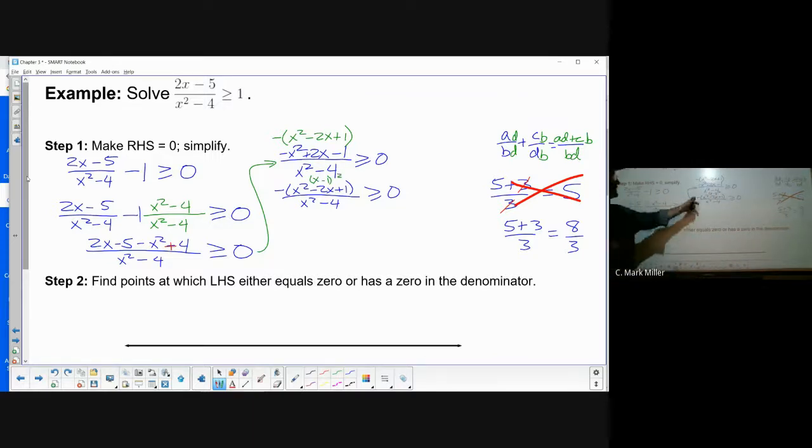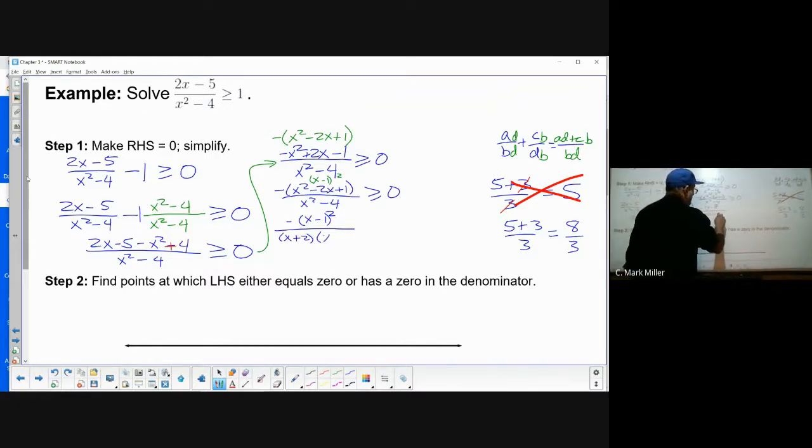That factors in the top. So we're going to have x minus 1 squared in the top divided by, what is the bottom? What does the bottom factor into? X squared minus 4? You know 12 ways of factoring a quadratic equation. What you should recognize here is x squared minus 4 is a difference of squares. X squared is a perfect square, 4 is a perfect square. So this is going to be x plus 2, x minus 2, greater than or equal to 0.